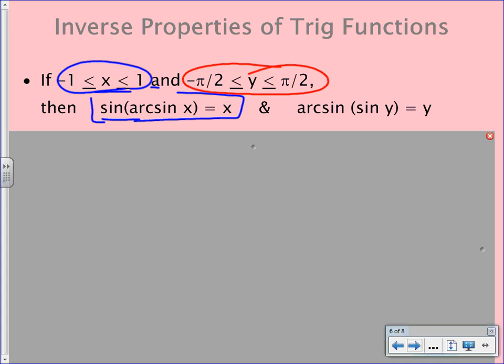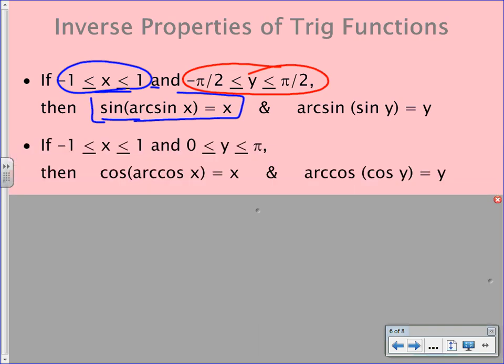So we're going to talk about these properties with the inverse cosine. What do you think is going to be different about our rules? 0 to pi is what y needs to be between. Very good. So the cosine of the inverse cosine will cancel only if x is between -1 and 1. And then the inverse cosine of the cosine will cancel only if y is in that range. If I'm evaluating an arc cosine, my output has to be between 0 and pi, so our answer has to reflect that.